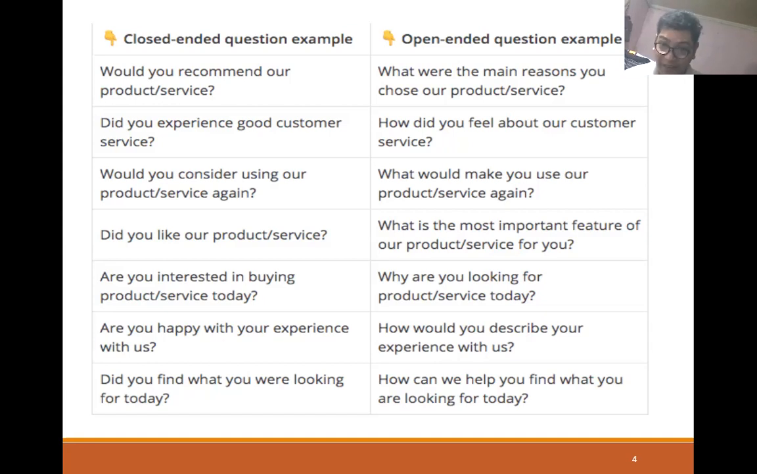And the second one, the open-ended question: what were the main reasons you chose our product? It cannot be answered by yes or no. Imagine, what were the main reasons you chose our product? You can't just say yes or no, you have to elaborate your answer. And that's very useful in a qualitative sense. How did you feel about our customer service? You have to elaborate. And with other questions: why are you looking for a product service today? How would you describe your experience with us, etc.